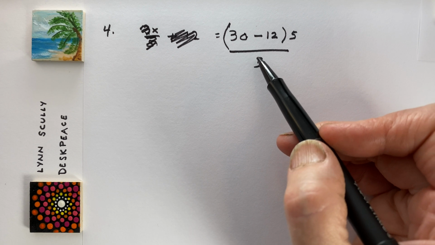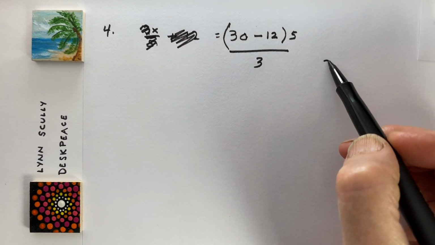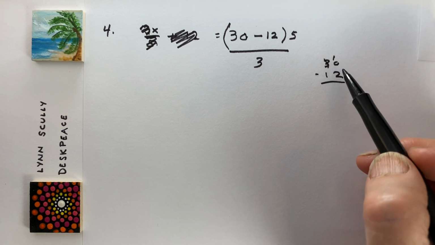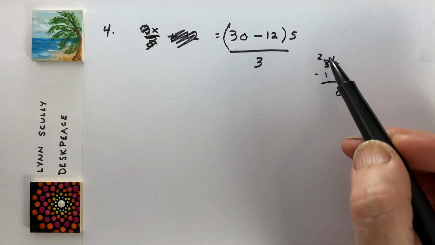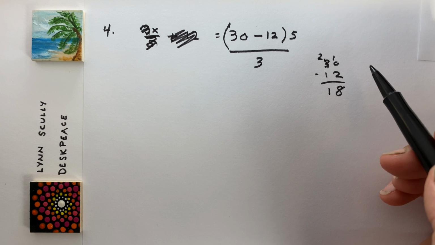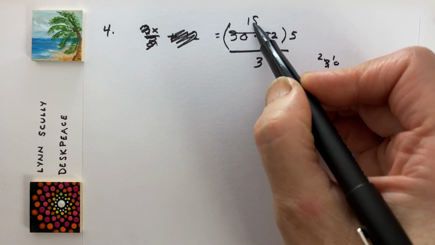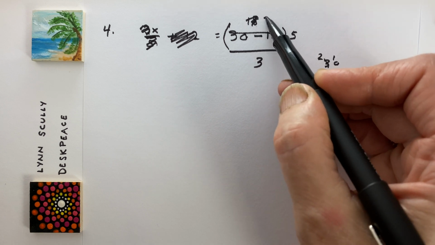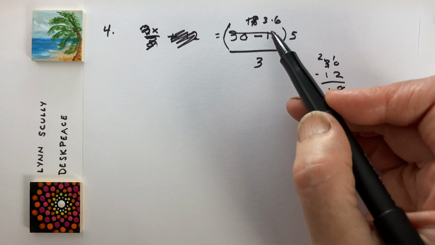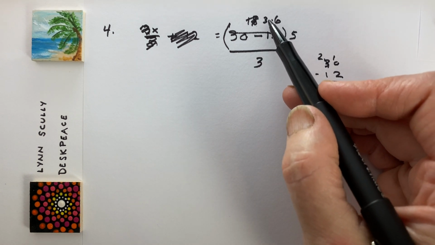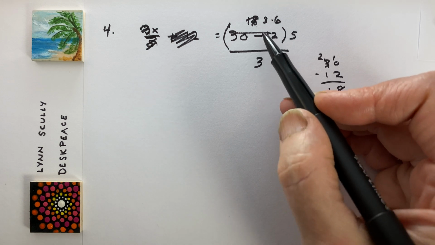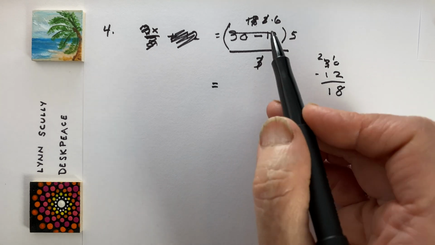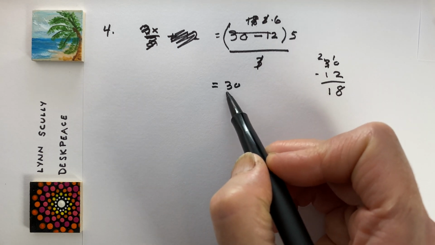I'm going to do this arithmetic. 30 minus 12. I borrow 1 here. 10 minus 2 is 8. That left 2. 2 minus 1 is 1. So I have 18 times 5 over 3. I'm going to take that 18 and make it 3 times 6. I chose 3 times 6 instead of 2 times 9 because I saw a 3 on the bottom, and 3 over 3 reduces to 1. So I get 6 times 5 is 30.